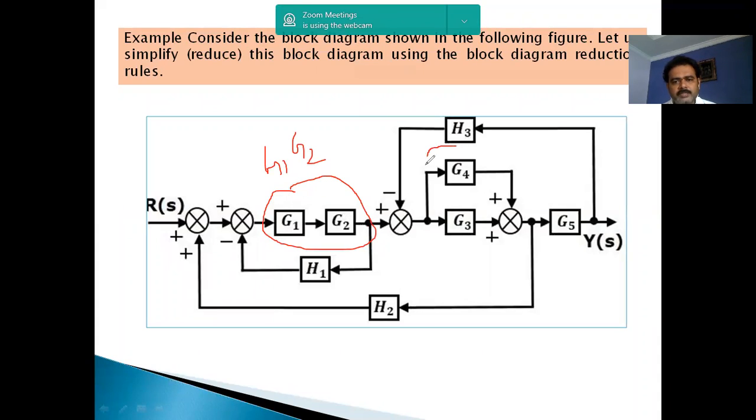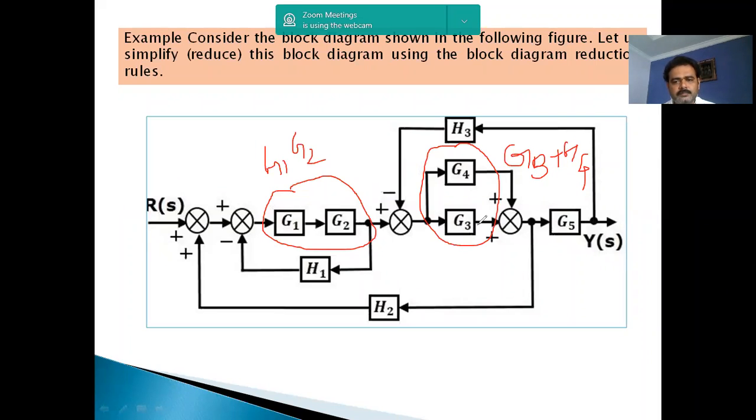Similarly, the next one: if there are any parallel blocks, these two are connected in parallel. That means one end of the block is a takeoff point, the other end is a summing point. If we observe, the same input goes to this block and this block also. So in this case, we can use formula 2, that is G3 plus G4. We can add these two blocks. Instead of these two blocks, we can directly write one block whose transfer function is G3 plus G4.